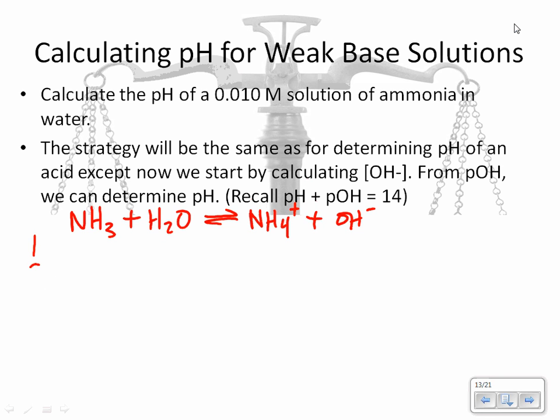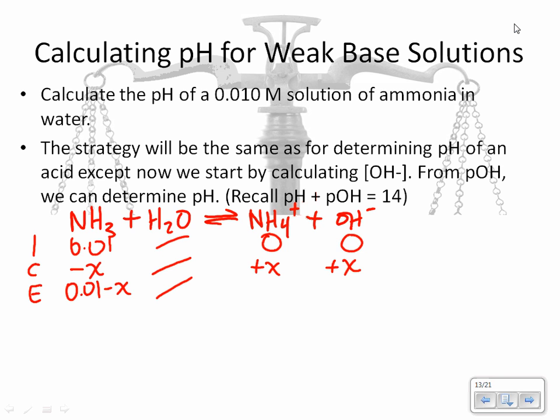So if you have an ice chart, you've got a 0.01 molar solution of NH3, no H2O, and you're starting off with none of this. You know both of your products are going to go up by X, and this one's going to go down by X. Again, this will be 0.01 minus X, X, and X. So now we can plug those into your Kb expression. So you end up with X squared on top and 0.01 minus X on the bottom.